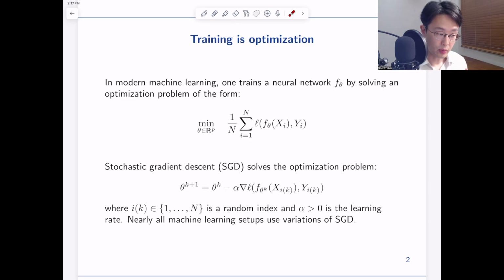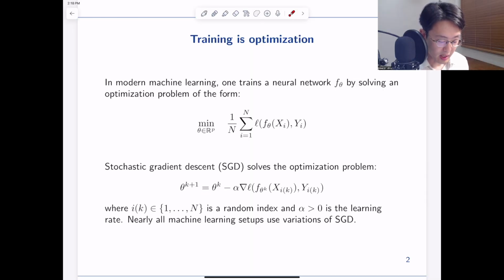So this is an optimization problem. Then to solve this problem, we need to use an algorithm. And the algorithm that is commonly used is called stochastic gradient descent, SGD. SGD solves this optimization problem with this simple one-line expression. To describe what's going on here, this equation describes how we make our update from the theta parameter at iteration k to the parameter at iteration k plus 1. So this describes our update.